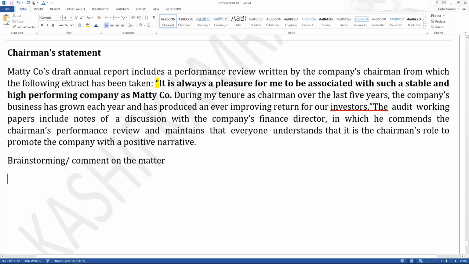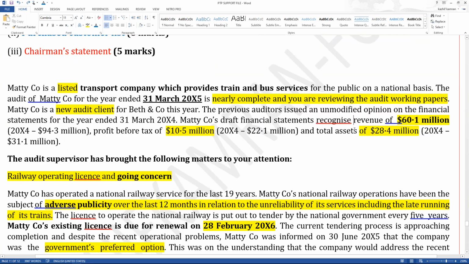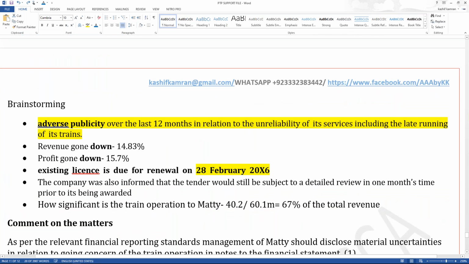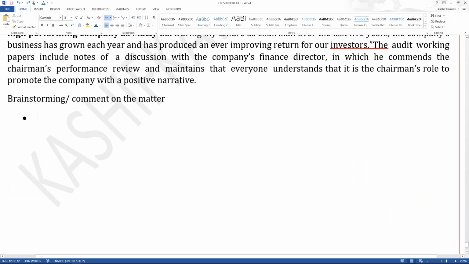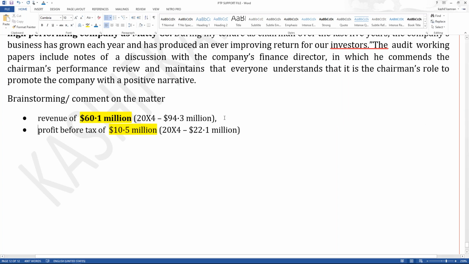Look at the situation. I'm copying from para 1. In para 1, we come to know that the revenue of the company has gone down and the profit of the company has gone down. Find the percentages for me quickly. Let me paste here. The revenue was 94.3 million. This year it's 60.1 million. The profit was 10.5 million. Last year it was 22.5 million. So how much is the revenue down by? Almost 36%, rounding off.